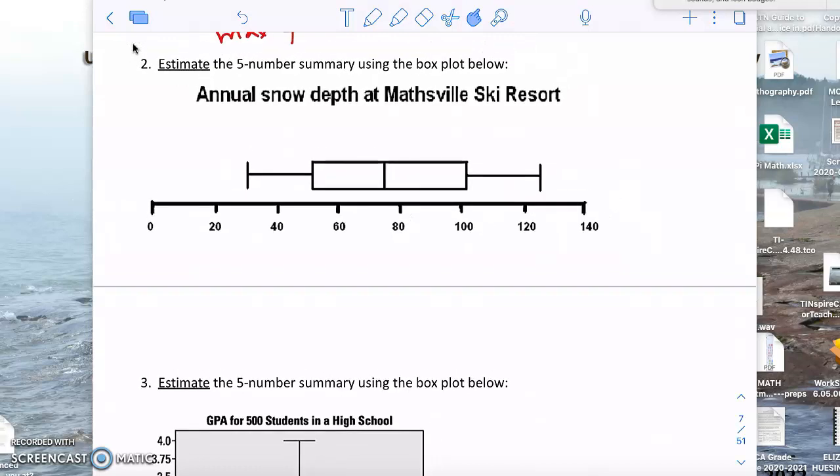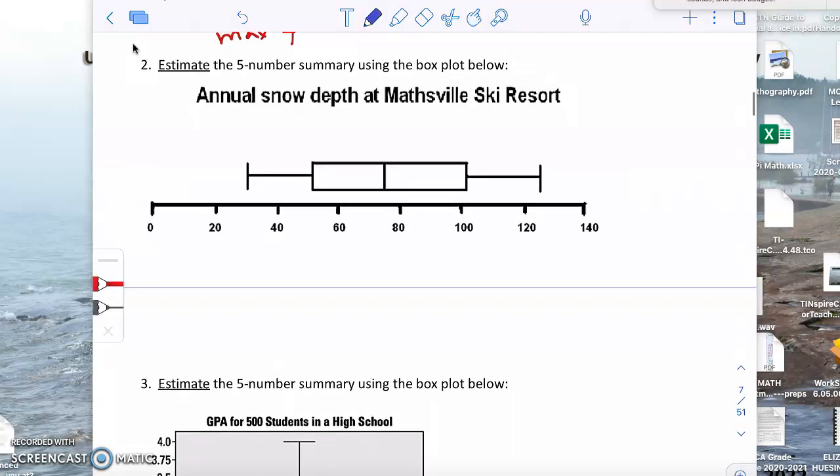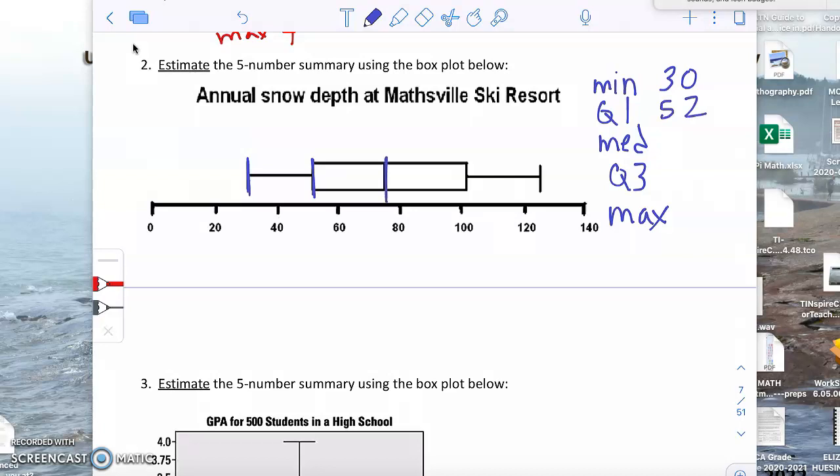So if we were to estimate the 5-number summary, we have to estimate our minimum, Q1, our median, Q3, and our max. So if we start taking a look at this here, what do you think right down here? Well, that's maybe, I would say 30. Q1, a little over 50, maybe 52. Our median here, 80, maybe 78. Q3, a little over 100, so maybe 102. And our max, maybe 125. So you could just estimate those.